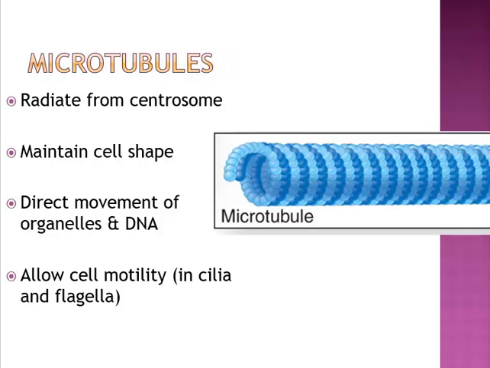And last are microtubules. They radiate from the centrosome. Again, they maintain cell shape. They direct movement of organelles and DNA, and they allow cell motility, such as your cilia and flagella.